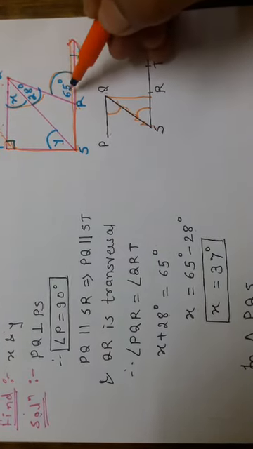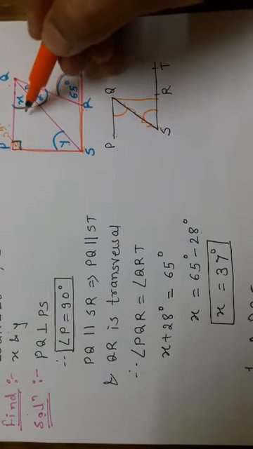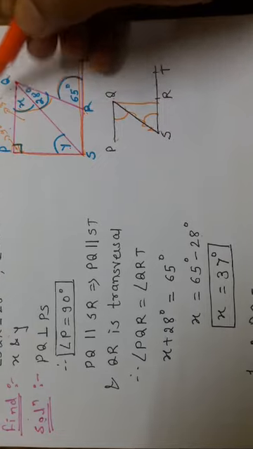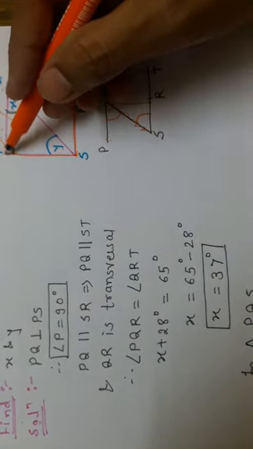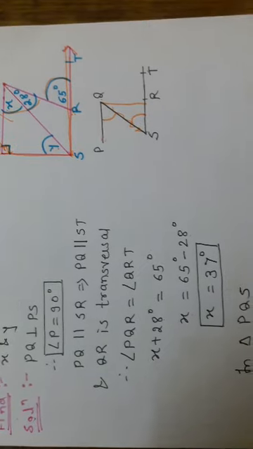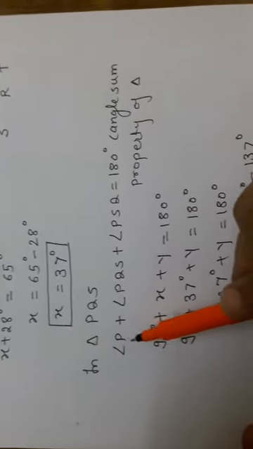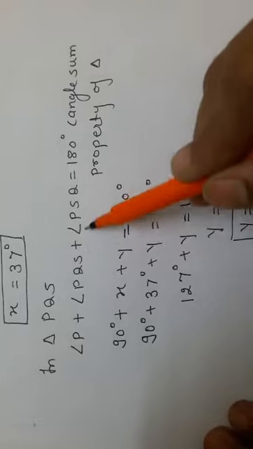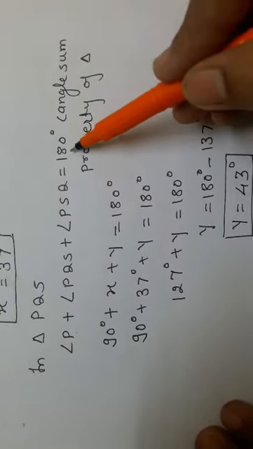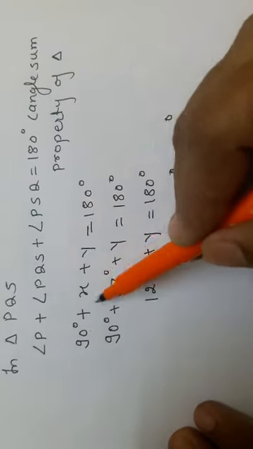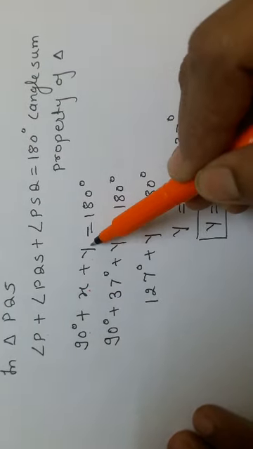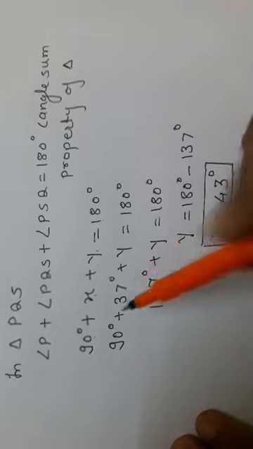So X is equal to 37 degrees. Now here we got X as 37 degrees, and this is 90 degrees. We have to find Y, which means in the triangle PSQ, by the angle sum property of a triangle, angle P plus angle PQS plus angle PSQ is equal to 180 degrees. This is 90 degrees, PQS we have called X, plus Y, which is equal to 180 degrees.